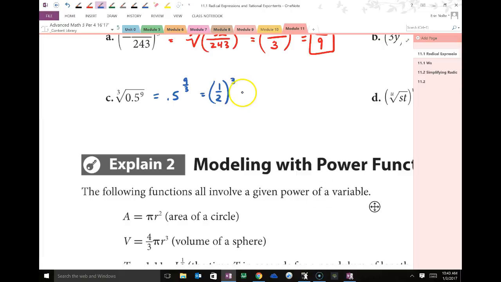So what's 1 to the 3rd power? 1, not 3. It's okay. It's like a Monday morning. What about 2 to the 3rd power? 8. See how we can do that without a calculator? So much easier to work with fractions.